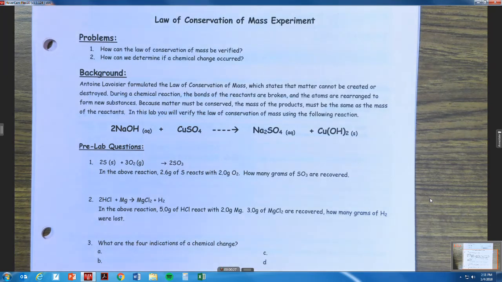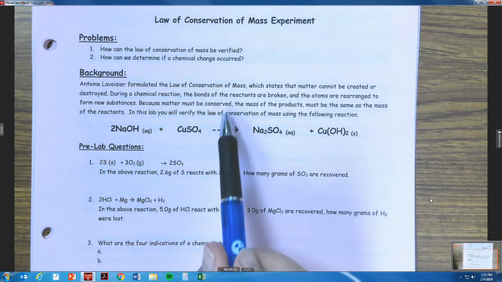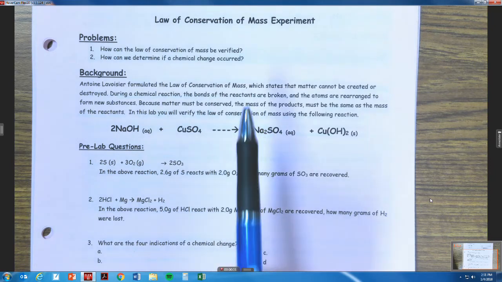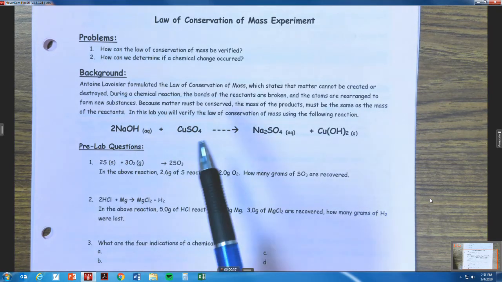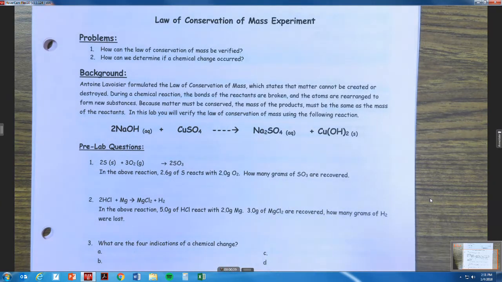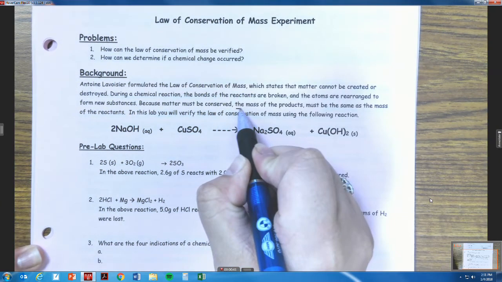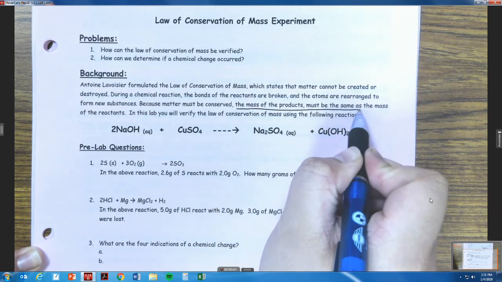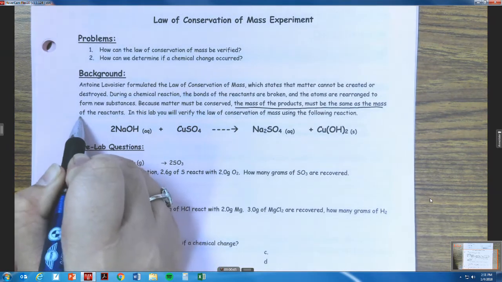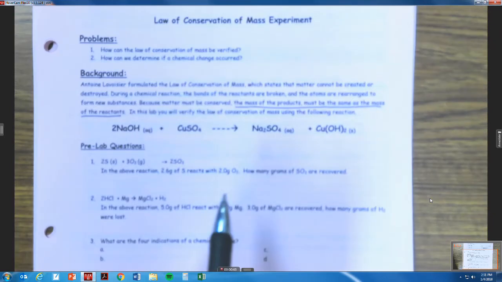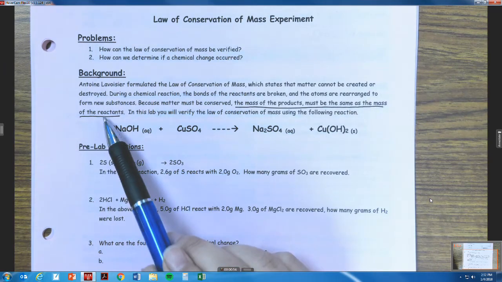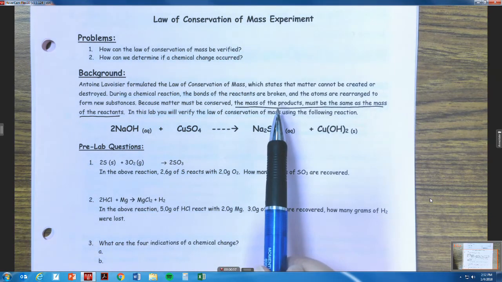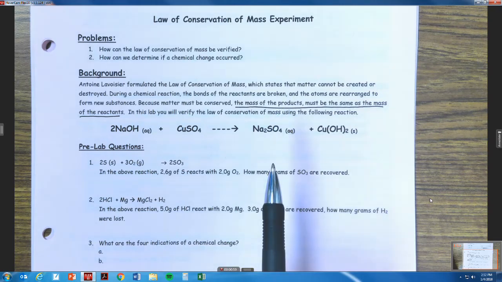Okay, so what happens during a chemical reaction is the bonds of the reactants are broken and the atoms are rearranged to form new substances. Because matter must be conserved, the mass of the products must be the same as the mass of the reactants. Okay, that's the important part of the law of conservation of mass. Whatever mass you start with should also be the same as the mass that you get as your final product.